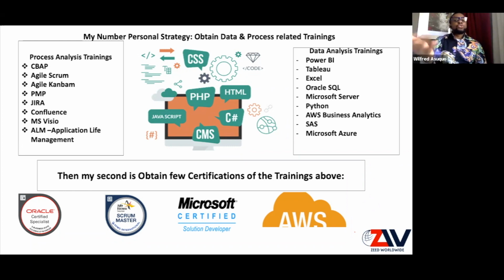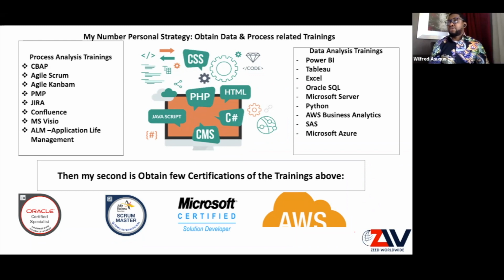Now, you can choose to do data analytics or data analysis trainings: Power BI, Tableau, Excel, Oracle, PeopleSoft, Salesforce. They are all data-related tools. You know, I didn't mention all of them. There are more: SAS, Microsoft Access, AWS Business Analytics, Python. They are all data analytics trainings.